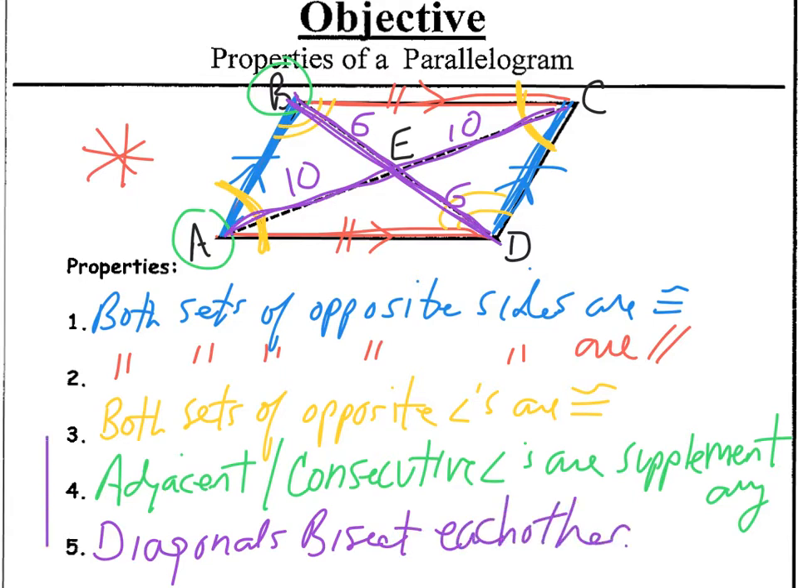These 5 properties, very, very important. The next thing we're going to take a look at is how we can apply these properties into some algebraic problems.